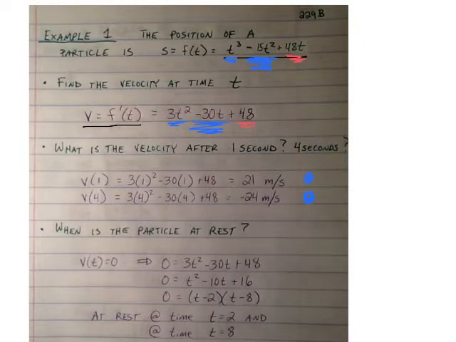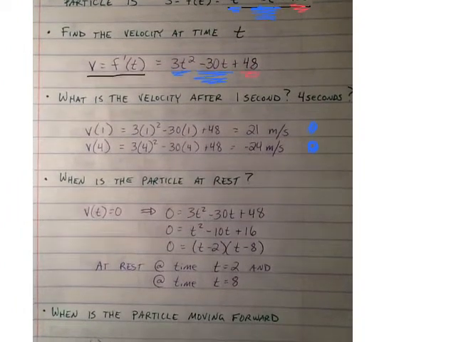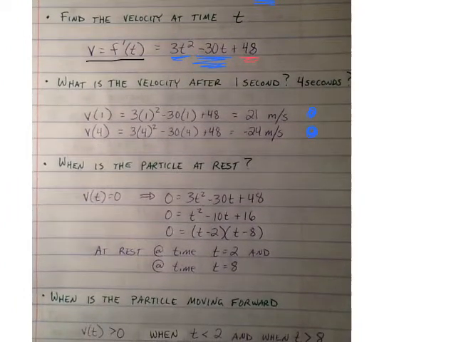When is the particle at rest? A particle's at rest if the velocity is 0. So we're going to take our velocity function and set it equal to 0. I notice it's a quadratic function, so in solving it for equal to 0, the approach I took was to factor out the greatest common factor and then factor the quadratic expression.